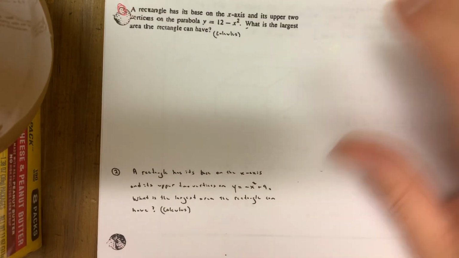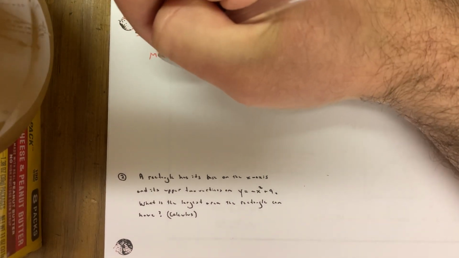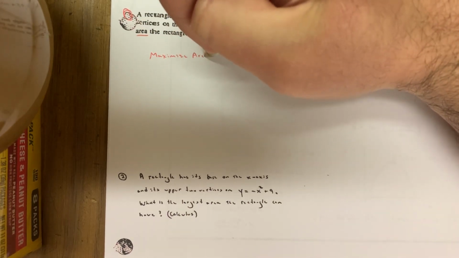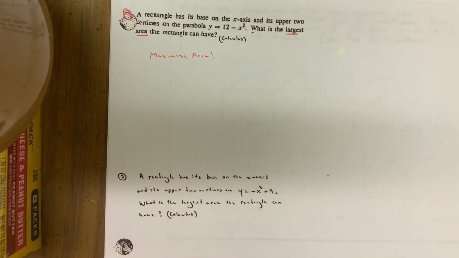Anyway, so a rectangle has its base on the x-axis, and its upper two vertices on the parabola y equals 12 minus x squared. You're like, what the heck is going on here? What is the largest area the rectangle can have? Oh, the largest area the rectangle can have. I want to maximize area.